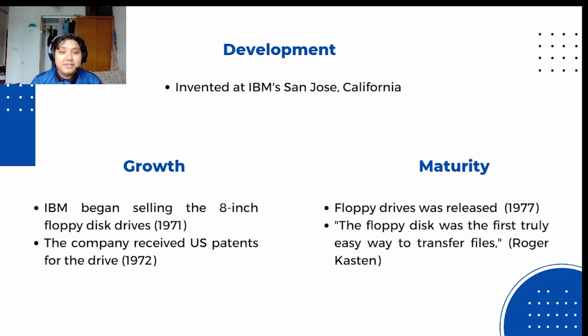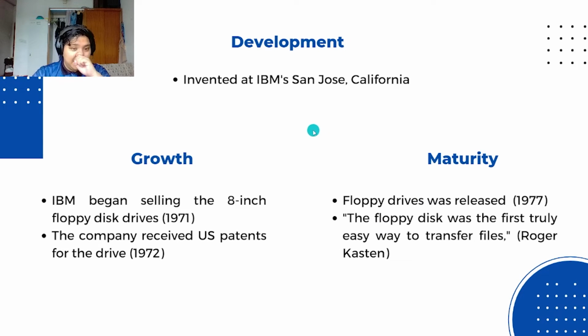How was it developed? The first floppy disk was invented at IBM San Jose, California, by an inventor named David L. Noble. The floppy disk was developed in three sizes. Let's go to the growth. IBM began selling the 8-inch floppy disk in 1971, which is the first floppy disk, the black one. Then the company received a US patent for the drive in 1972. That is how the product grew.